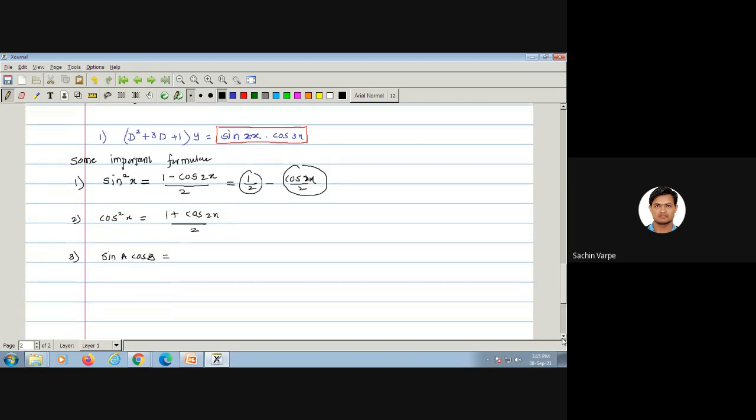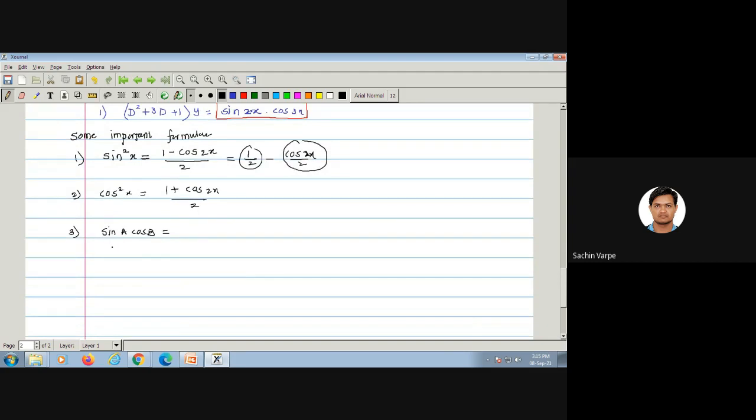Sine A cos B equals to, or we may be having the formula for 2 sine A cos B, right? 2 sine A cos B is equal to what? Sin of A plus B plus sin of A minus B. Very good. So this product of sine and cos will get converted into linear sine only, isn't it? So I'm taking this 2 onto the right hand side, so 1 by 2 times the whole.